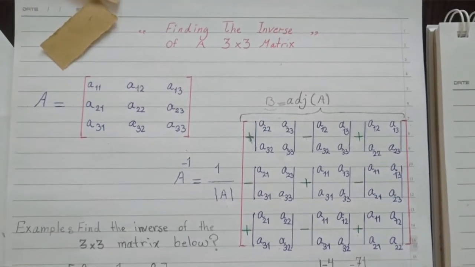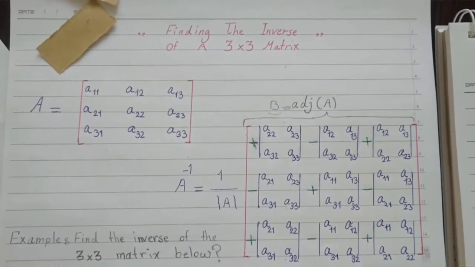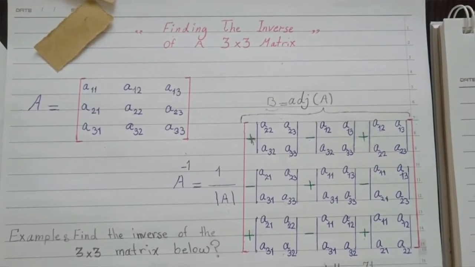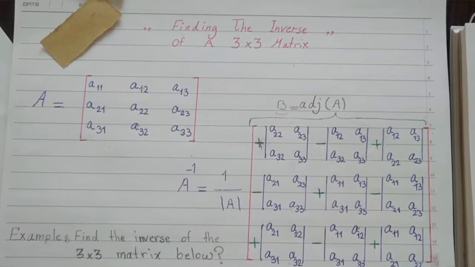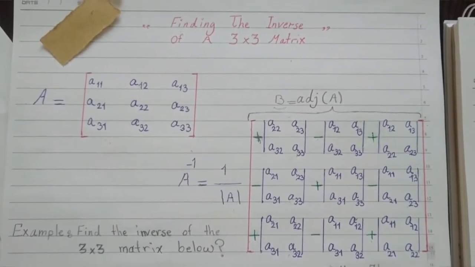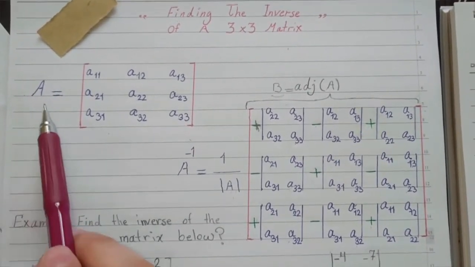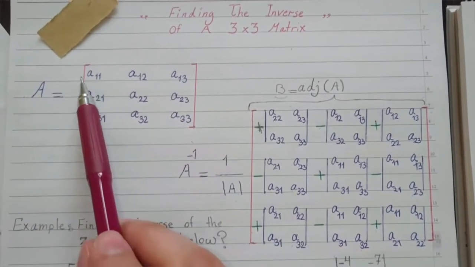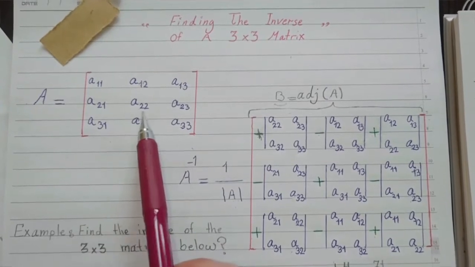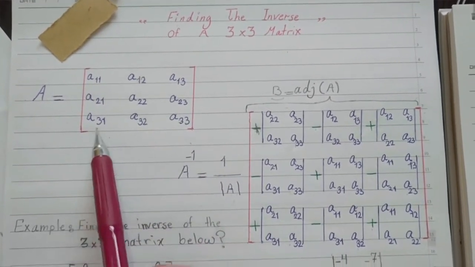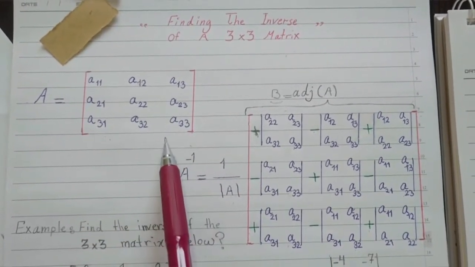Hello everyone, in the previous video you learned how to find the inverse of a 2 by 2 matrix, and in this video we are going to take a look at the way of finding the inverse of a 3 by 3 matrix. We suppose that we have a matrix A with its following elements: A sub 1 1, A sub 1 2, A sub 1 3, A sub 2 1, A sub 2 2, and A sub 2 3, A sub 3 1, A sub 3 2, and A sub 3 3.